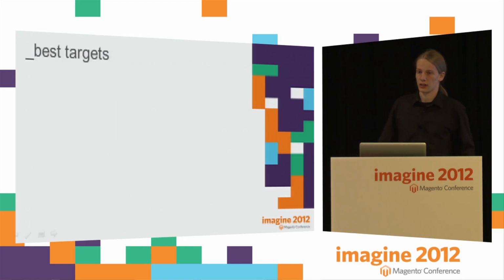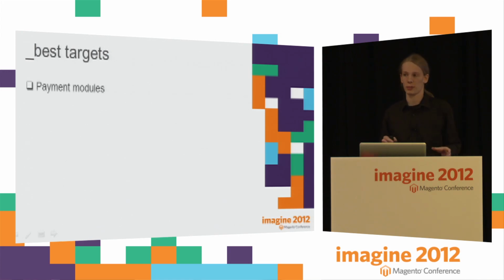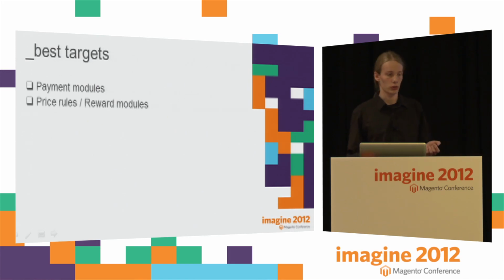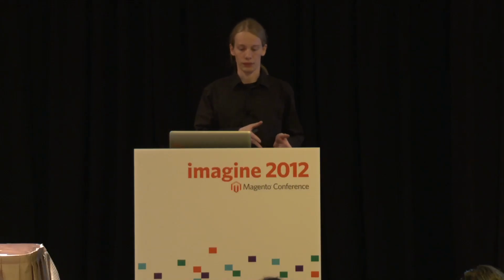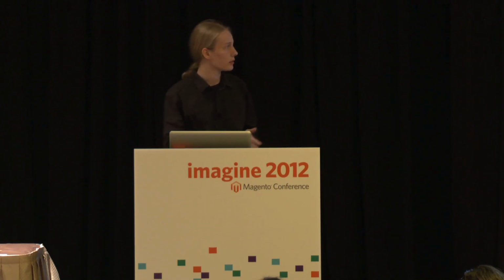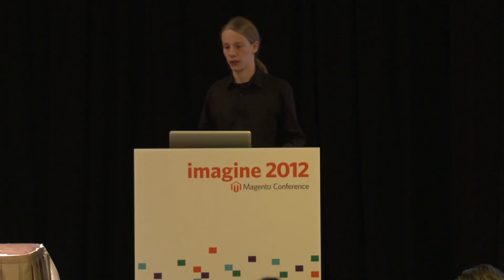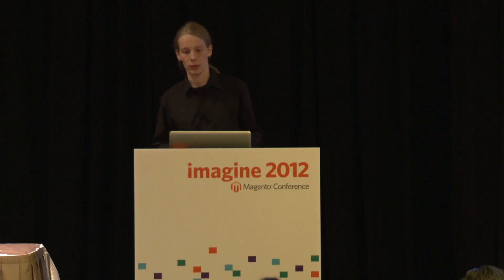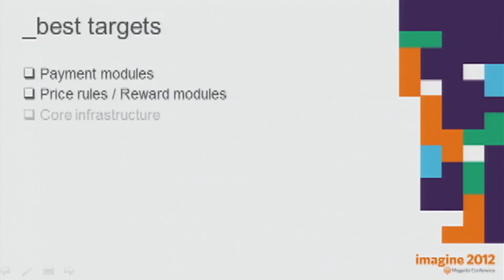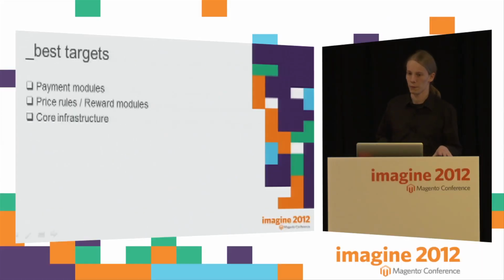Yeah, so the best targets if you try to attack a store are for sure payment modules, because they directly affect the payment process and the order status. Also price rules and reward modules, because they also directly have an impact on the payment, and you can use them, if they are vulnerable to attack, to change the amount of orders, for example. And also, of course, the core infrastructure, because this is what is built below everything. And if the core infrastructure is vulnerable, you can basically control everything else and do whatever you want.